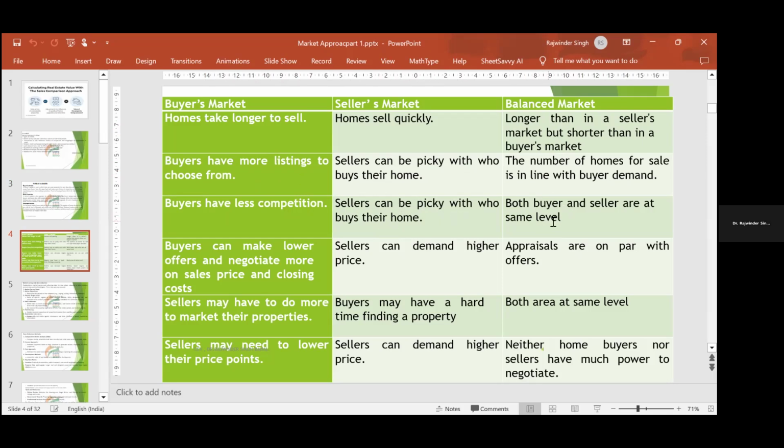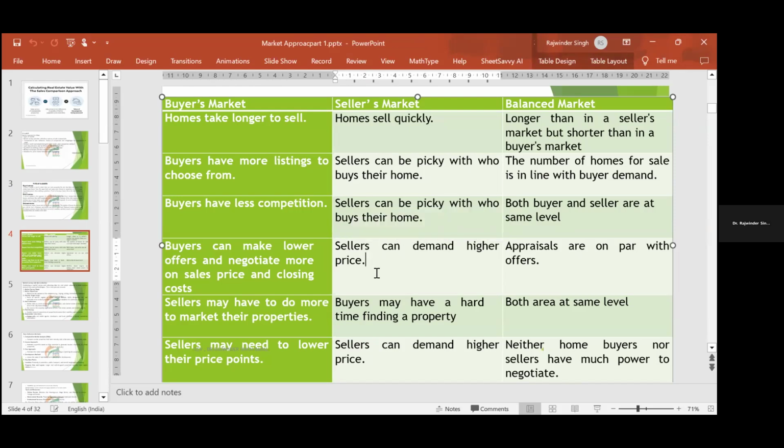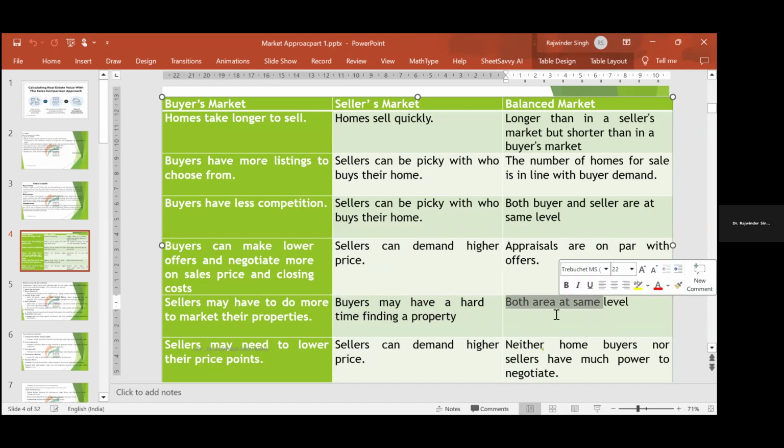Both buyers and sellers are at the same level in a balanced market. Buyers can make lower offers and negotiate more on sale prices and closing costs, and sellers can demand higher prices in a seller's market, and appraisals are on par with offers. In a buyer's market, sellers have to do more to market their properties. In a seller's market, buyers may have a hard time finding a property, and in a balanced market, both are at the same level.